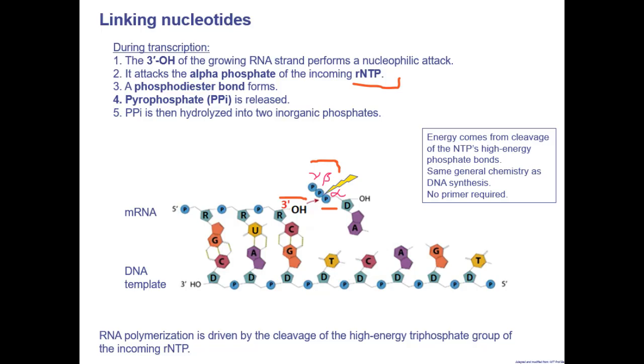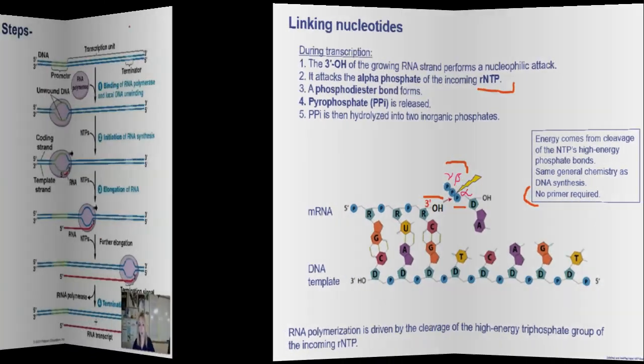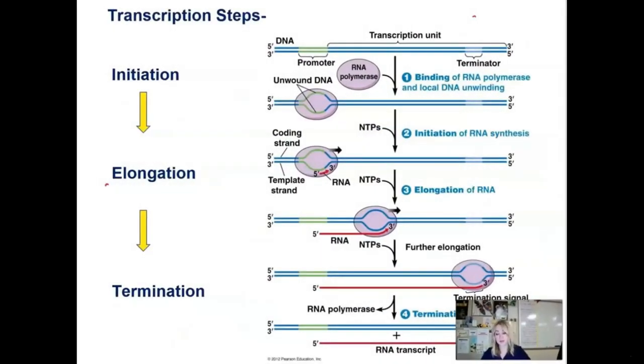So just like DNA replication, except that we do not need any primers to get the process going, remember, RNA synthesis is powered by the cleavage of high-energy phosphate bonds in the NTP. It's not by ATP separately and not simply by dehydration. So transcription can be summarized in the following steps. We can say initiation happens first and then followed by elongation and termination.